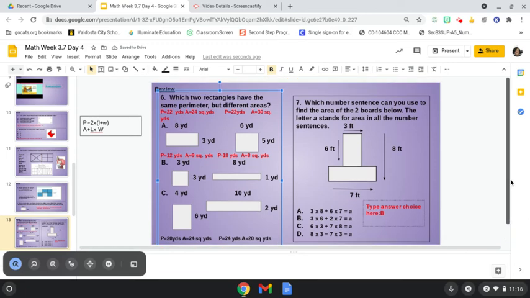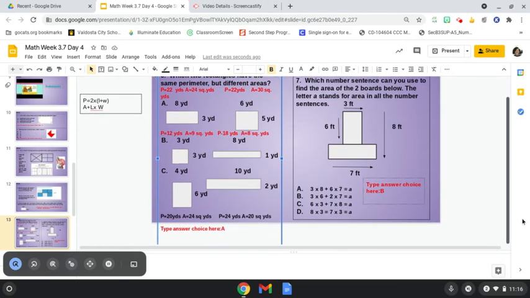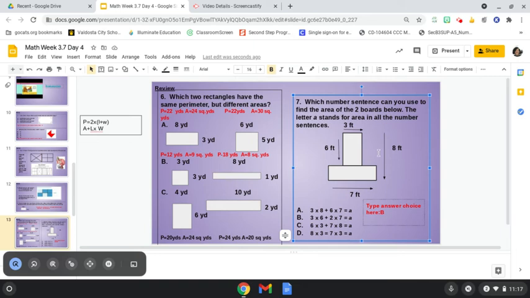All right, let's look at the next question, number 7. Which number sentence can you use to find the area of the two boards below? This first board that's vertical here is a 6 by 3. So we know that's going to be 18. We're not trying to figure it out yet, though. And down here, the width is 7 feet. From here to here, that is 6 feet. So we're going to have to do 8 take away 6, and this area right here is 2 feet. So your answer here is B, 3 times 6 plus 2 times 7.